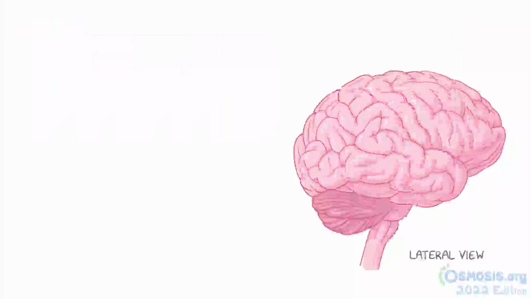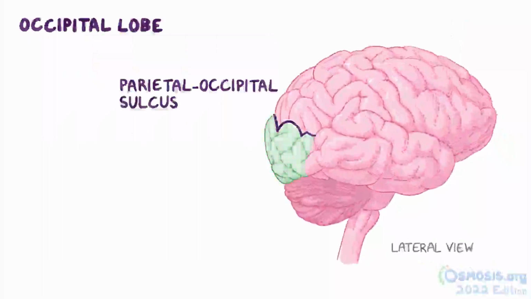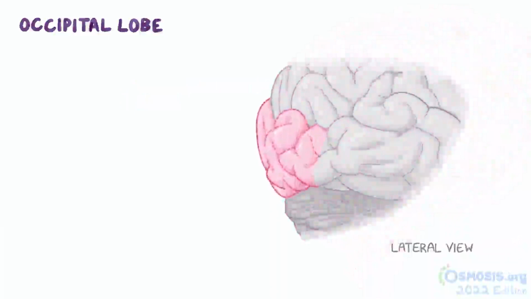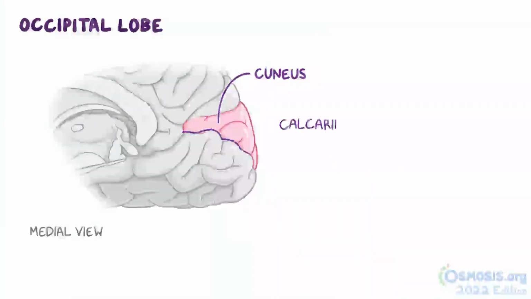Moving on, let's get to the final lobe on our journey, the occipital lobe, which lies caudal to the parieto-occipital sulcus. The occipital lobe contains the cuneus, a wedge-shaped area bounded by the parieto-occipital fissure rostrally and by the calcarine sulcus inferiorly. Inferior to the cuneus and the calcarine sulcus is the lingual gyrus.